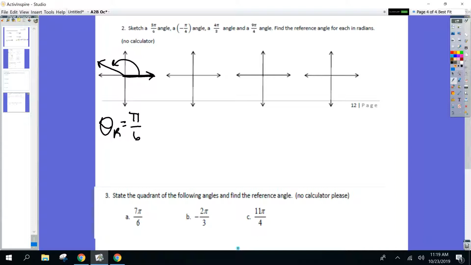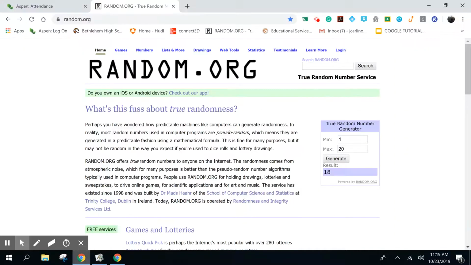You could just write reference angle because they don't tell me what Greek symbol the angle's equal to. So you can just write the word reference out if you want. All right, going to you guys now.